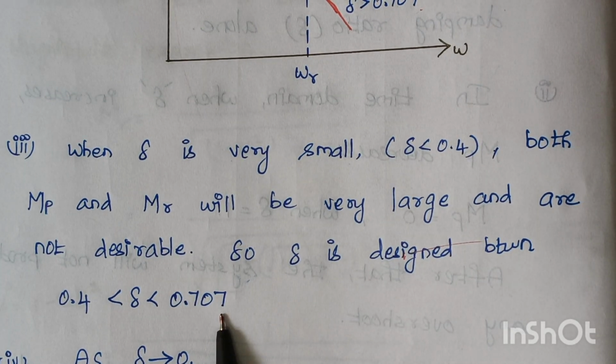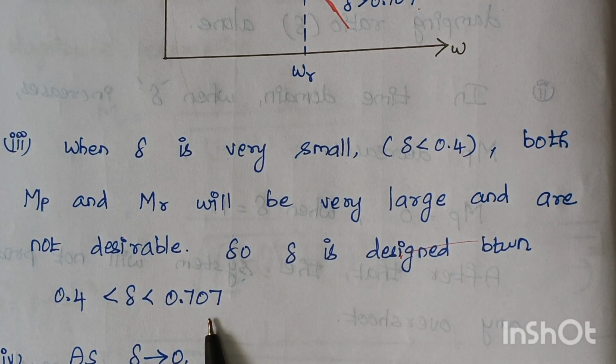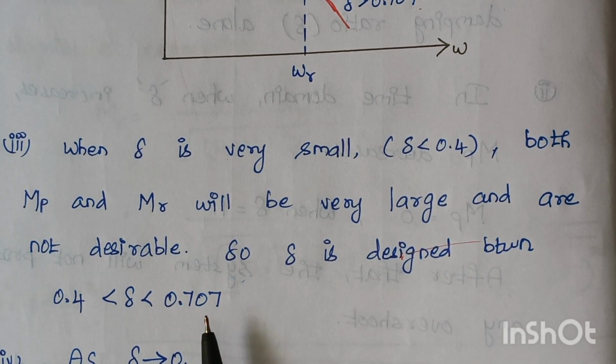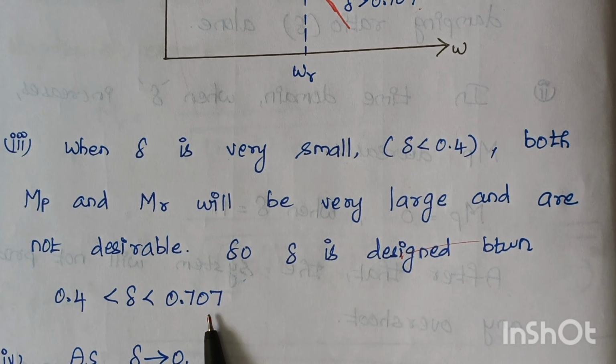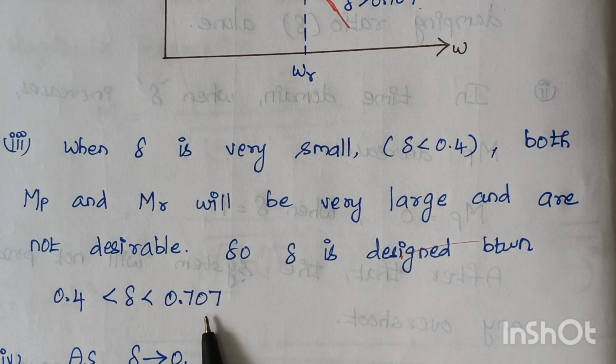Am I making the concept clear? Because the damping ratio is the factor that decides the maximum overshoot value. So whenever the damping ratio is very small, what happens? The peak overshoot, that is the maximum value attained by the system, will be very high.